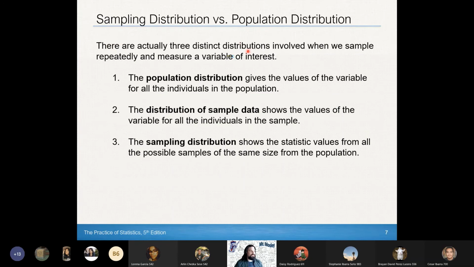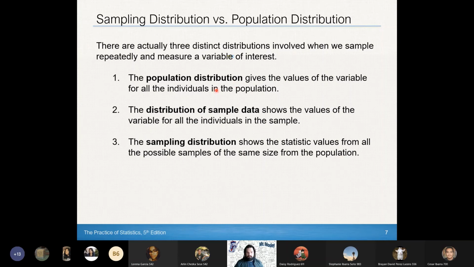There are actually 3 distinct distributions involved when we sample repeatedly and measure a variable of interest. There is the population distribution, which gives the values of the variable for all the individuals in the population. The distribution of sample data shows the values of the variable for all individuals in the sample. And the sampling distribution shows the statistic values from all the possible samples of the same size from the population.